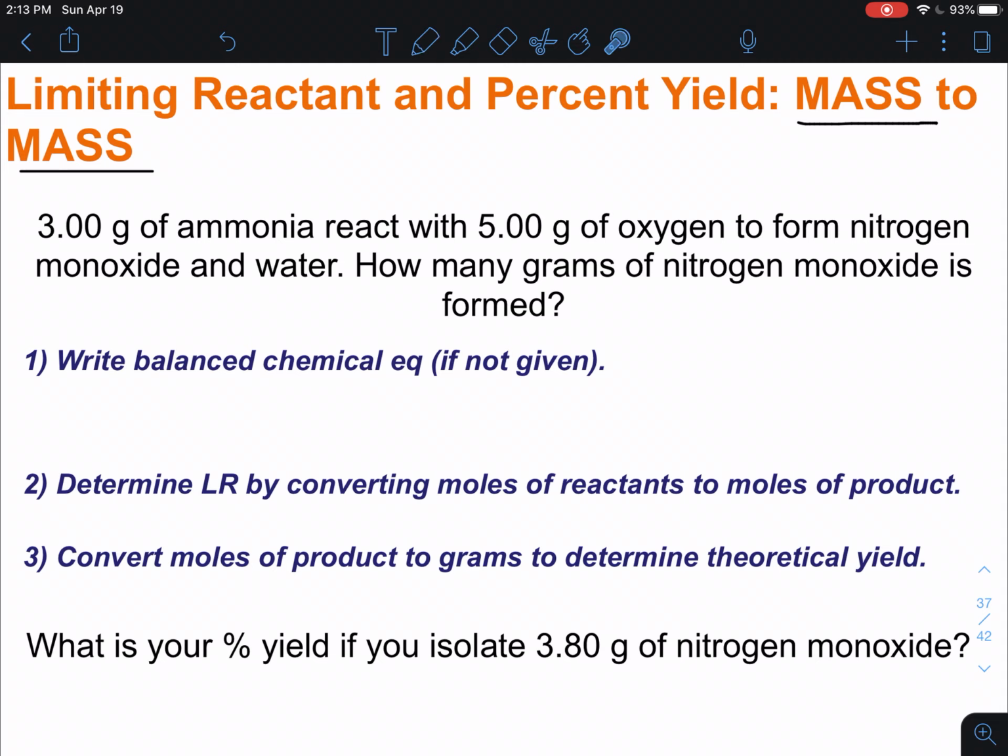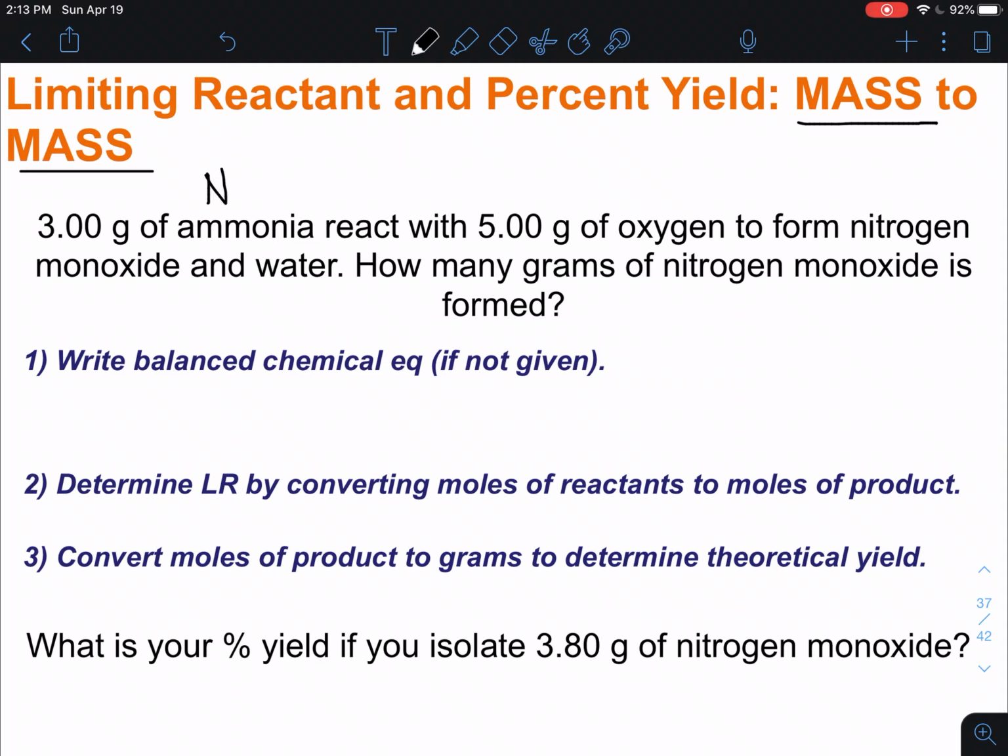All right, so 3 grams of ammonia react with 5 grams of oxygen to form nitrogen monoxide and water. How many grams of nitrogen monoxide are formed? So first we have to write, and I have it right here for you, a balanced chemical reaction if it's not given. All right, so we're going to do that right now.